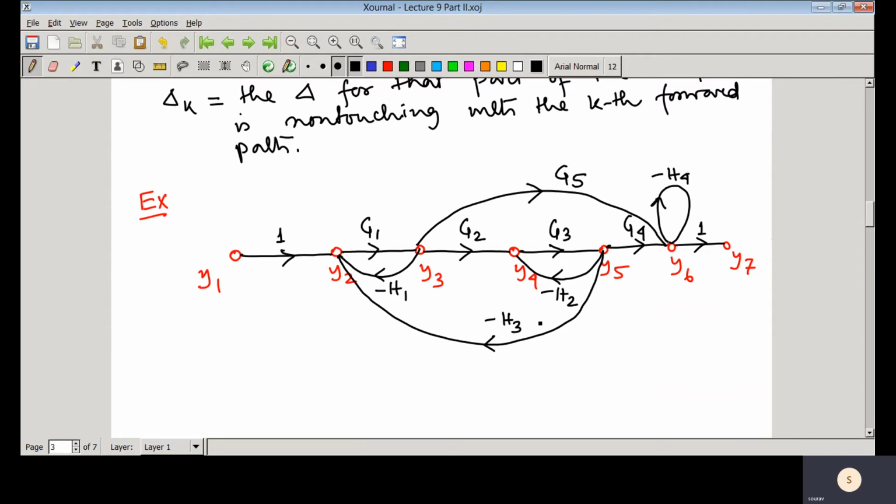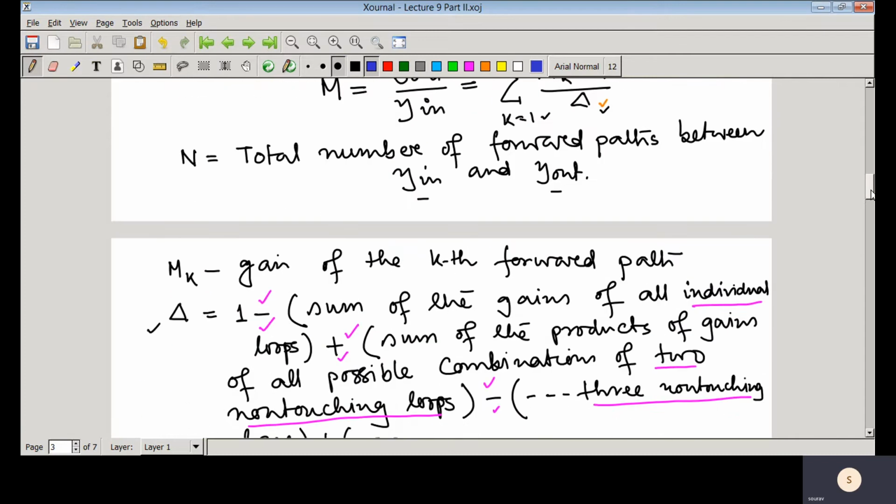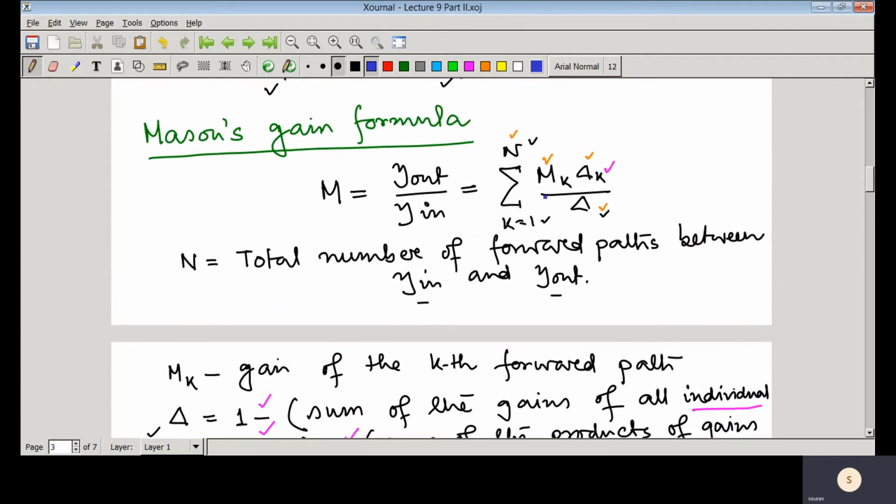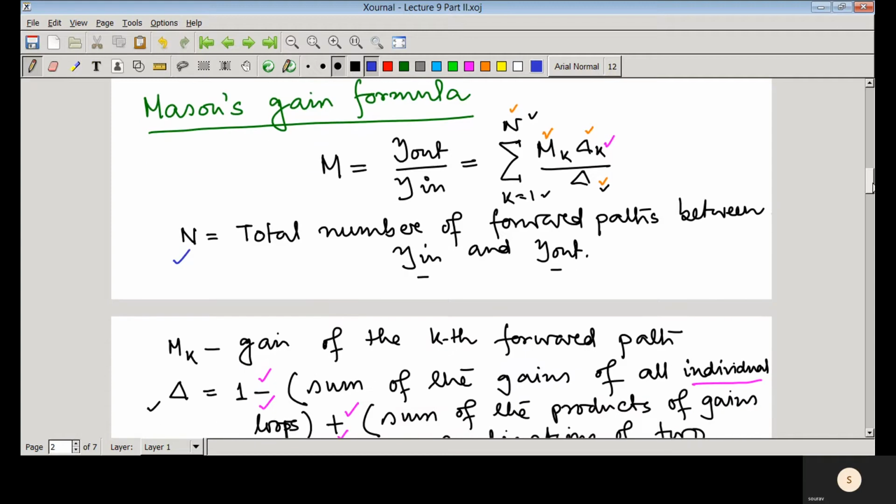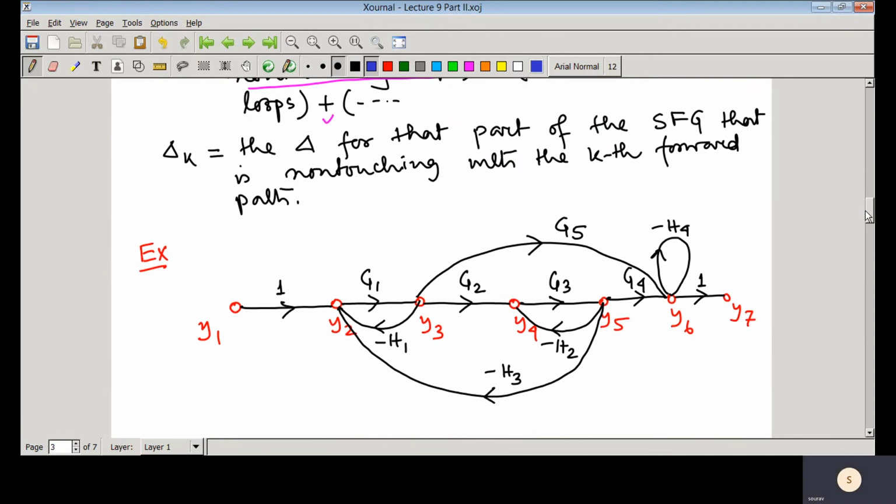So we have taken one example, just arbitrarily, and this is that signal flow graph. Now our objective is to find the transfer function using Mason's gain formula. As we have seen already in Mason's gain formula, we need to find how many forward paths are there. That is our first objective. How many forward paths are there? So let us see the forward paths.